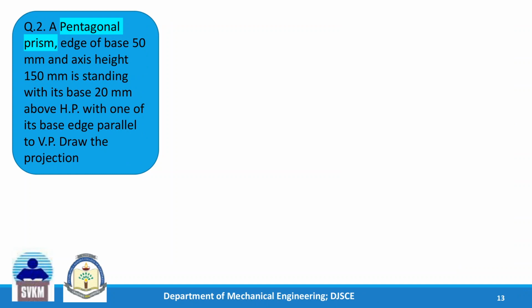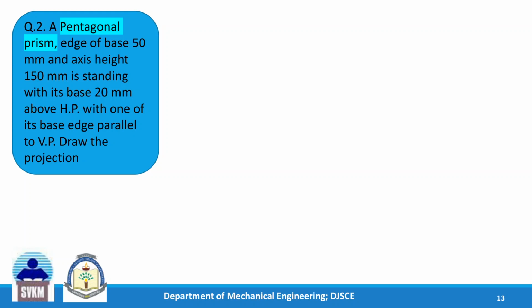A pentagonal prism, edge of base 50 mm and axis height 150 mm, is standing with its base 20 mm above HP with one of its base edges parallel to VP. Draw the projection. Now here we have to draw the solid, which is the pentagonal prism. The base edge dimensions are given, the axis height is known, and it's standing on its base parallel to HP, 20 mm above HP. It's as good as lying on the HP, only we'll keep it 20 mm above the XY line instead of keeping it on the XY line, that's it.